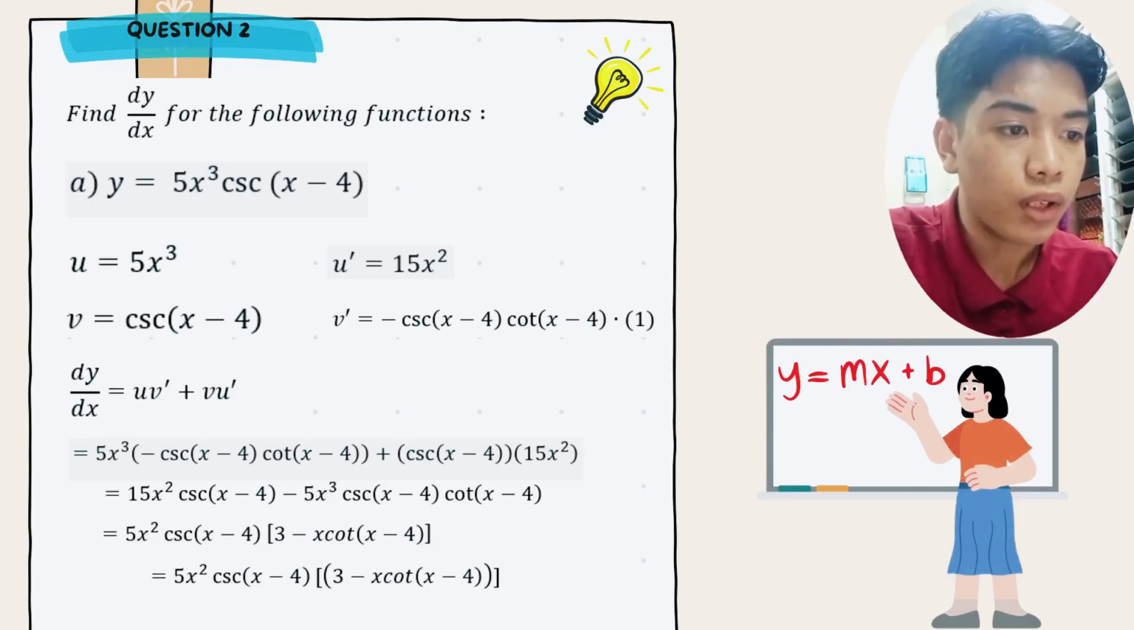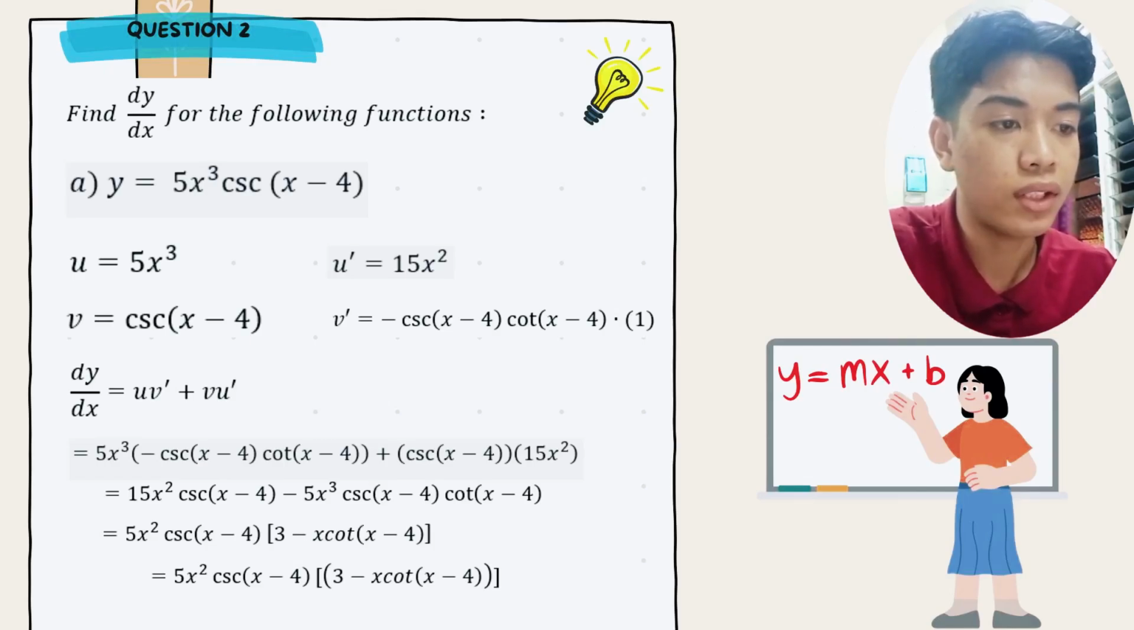Bringing it all together, our final answer is 5x squared multiplied by cosecant (x minus 4) multiplied by (3 minus x cotangent (x minus 4)).